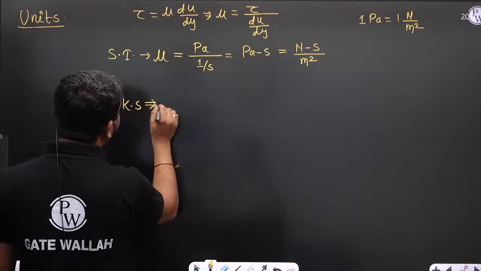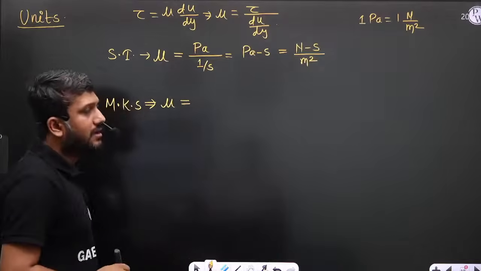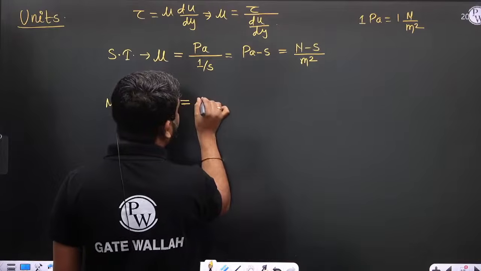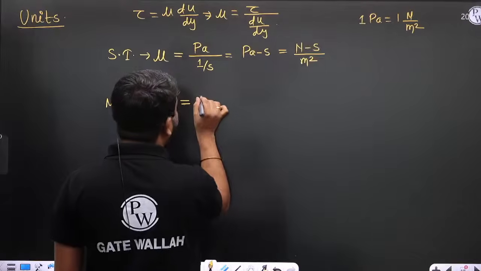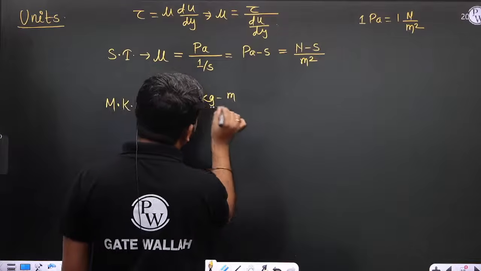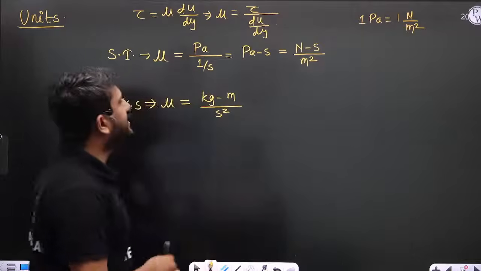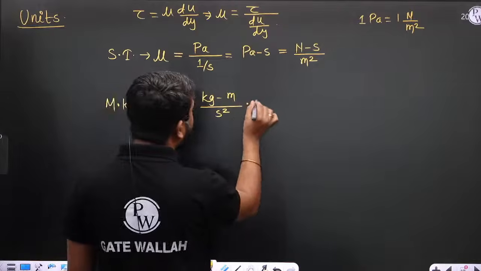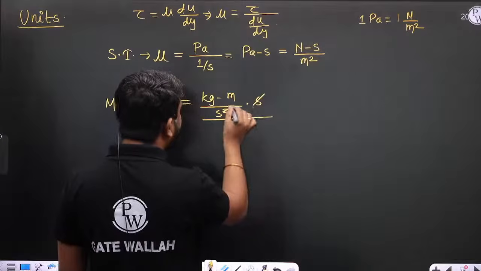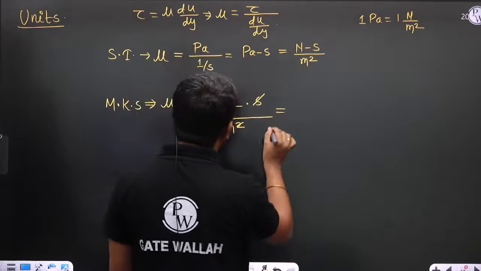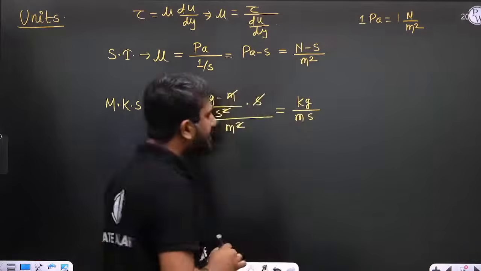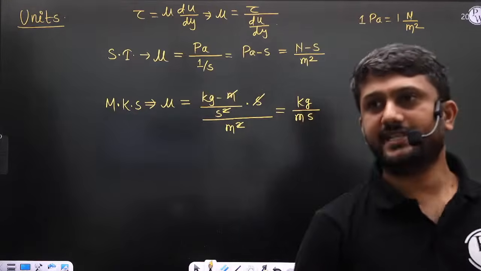Now come to the MKS unit. What about the MKS unit? So see, we can write Newton as kg meter per second square. Kg meter per second square into second divided by meter square. So second cancels out, meter cancels out, and this is equal to kg per meter second. This is the MKS unit, kg per meter second.